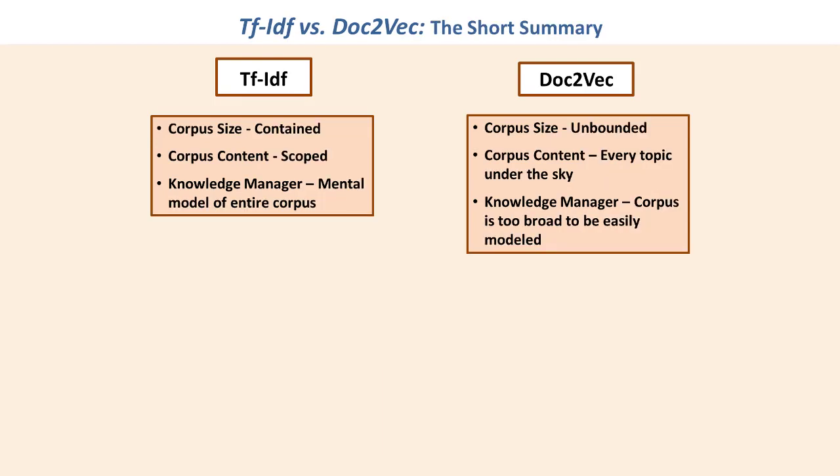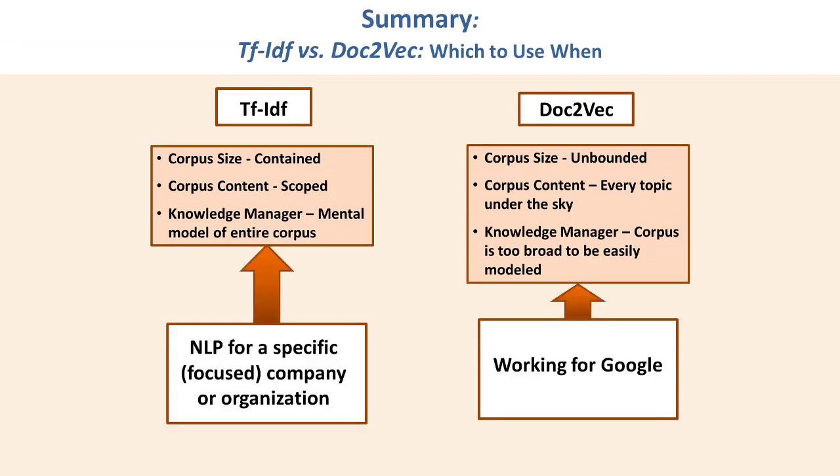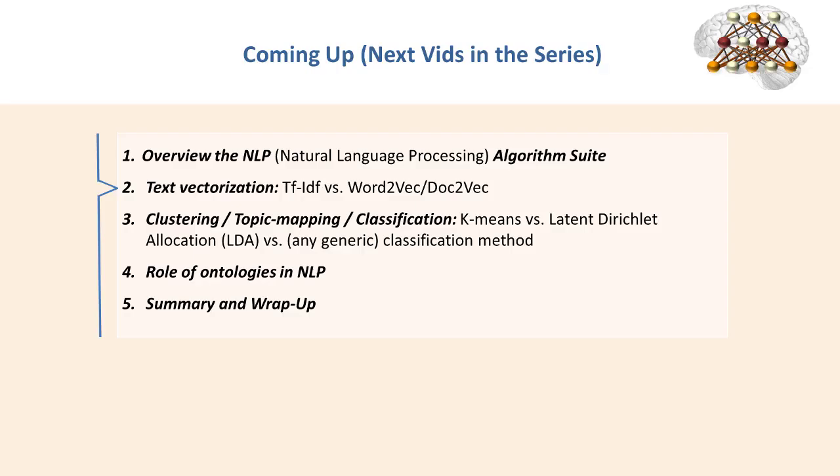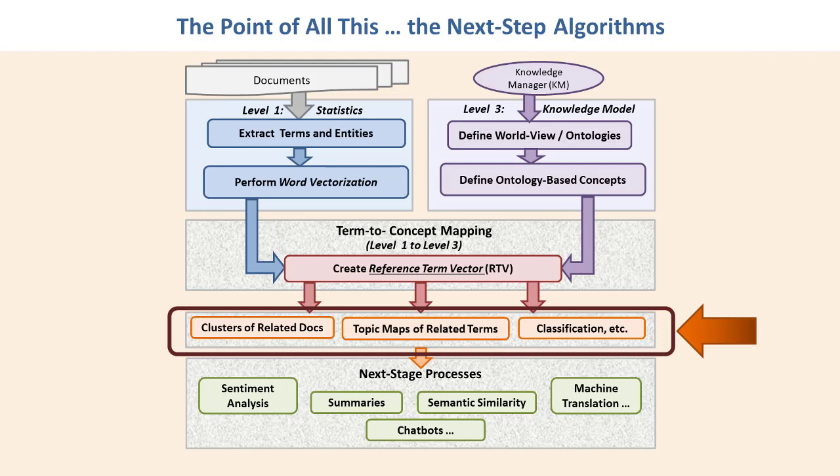Let's do a brief recap. With a very large corpus, one that spans many topics, and for which you don't have a great deal of intimate personal knowledge and it's difficult to model, probably a Doc2Vec will work. But if you have a smaller corpus, it's very focused, then Tf-Idf might be your preferred algorithm. Let's keep in mind that our current discussion is just on text vectorization. We haven't yet begun addressing the next stage, which is the things that you can do after you've got an appropriately vectorized representation for each of your documents.